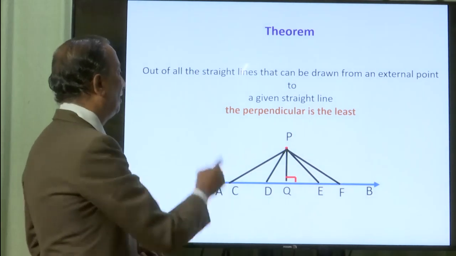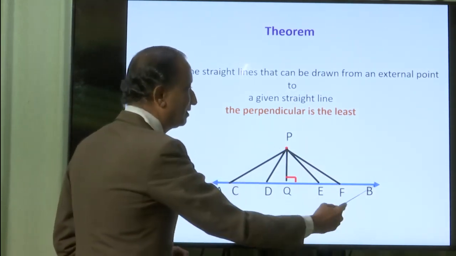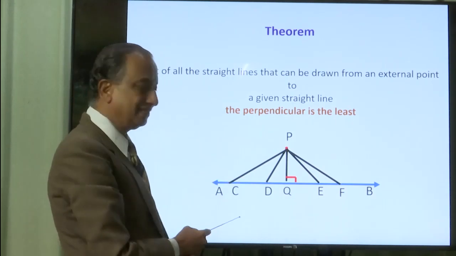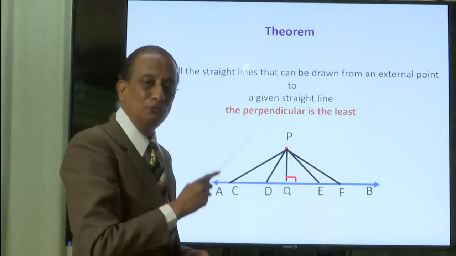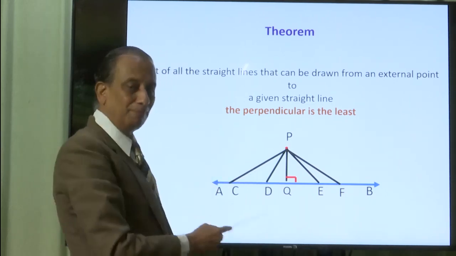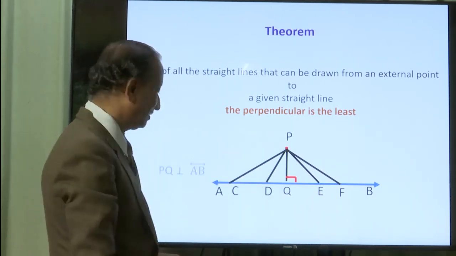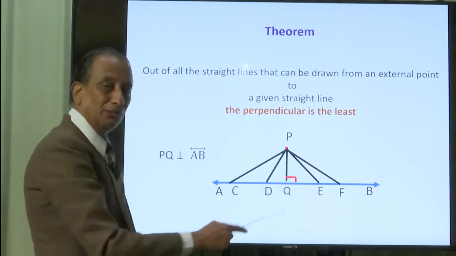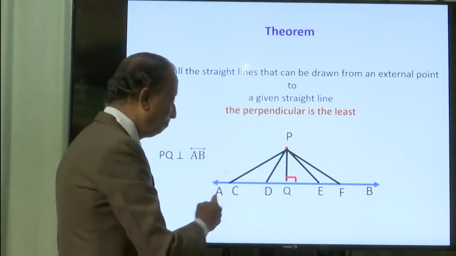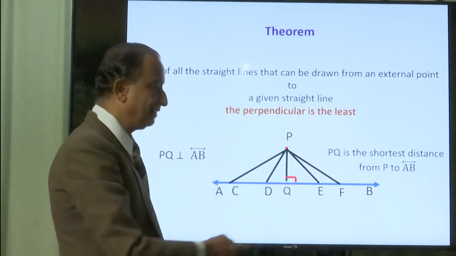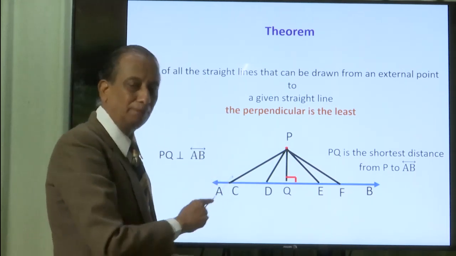Now, the theorem states that out of the many lines that we can draw from this point P to the straight line, which one is the least distance? Among these there will be only one line segment which is perpendicular to AB from P, and that perpendicular is the shortest, the minimum distance. So, PQ is perpendicular to AB. Children, you know that this is the symbol for 90 degrees. So, the perpendicular from P to AB will be the shortest distance. This is one important prerequisite to prove the previous one.